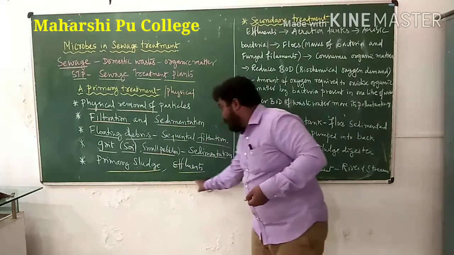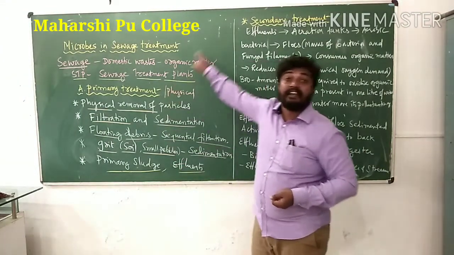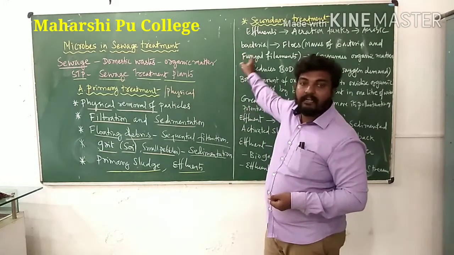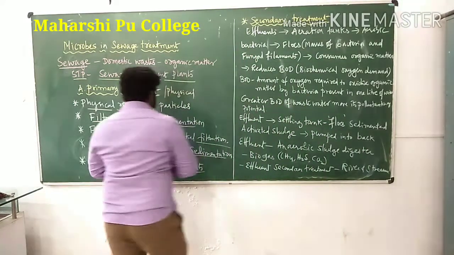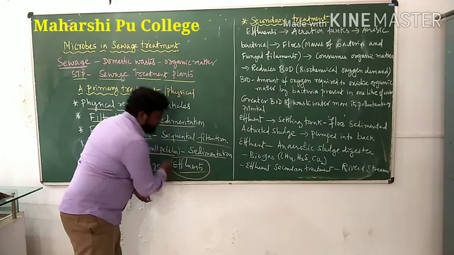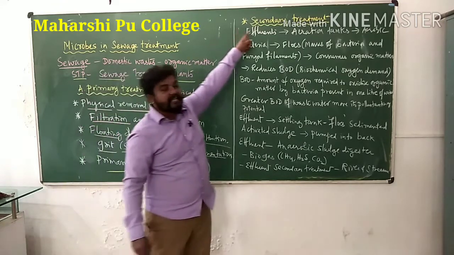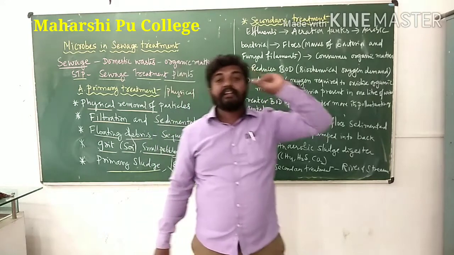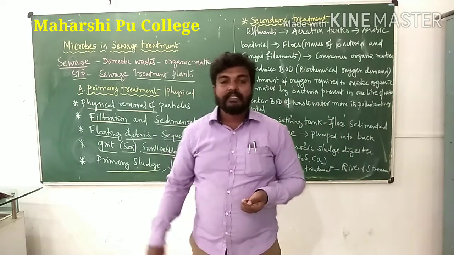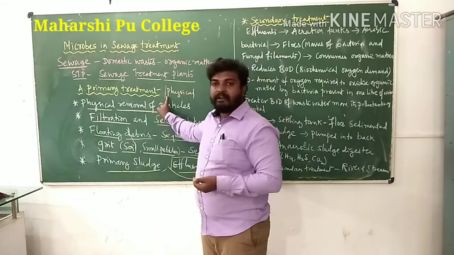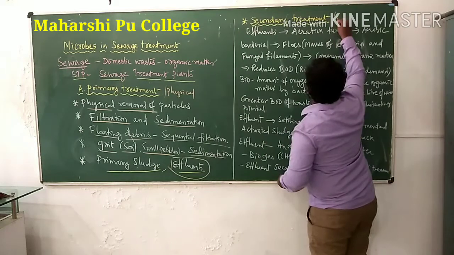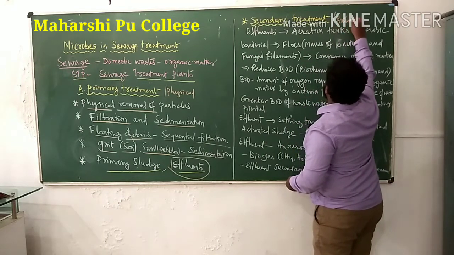This effluent will be taken for further treatment. Got it? So here it is going to complete your primary treatment. Primary treatment is complete. The effluent will then be taken for the secondary treatment. Secondary treatment is called a biological treatment. Primary treatment is a physical treatment, and secondary treatment is called a biological treatment.